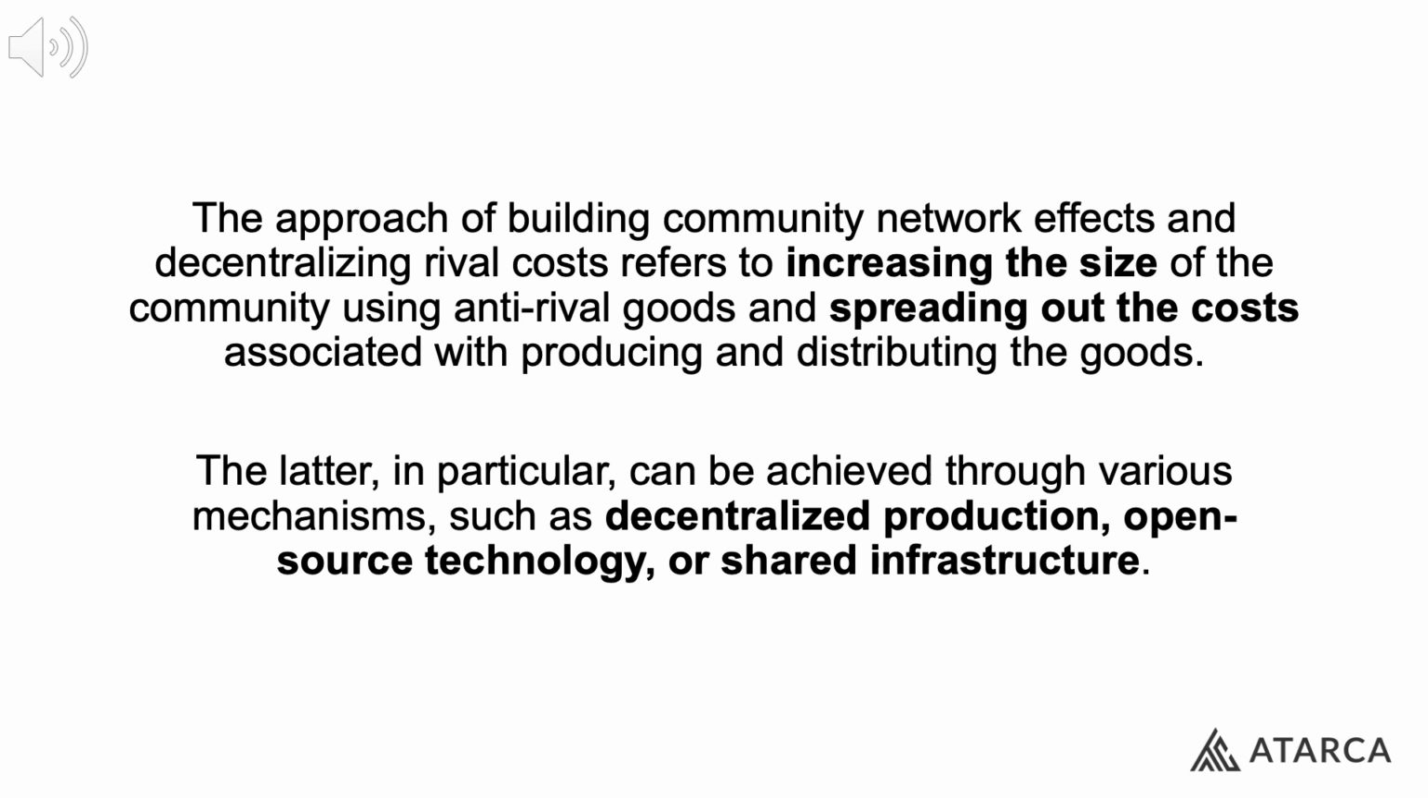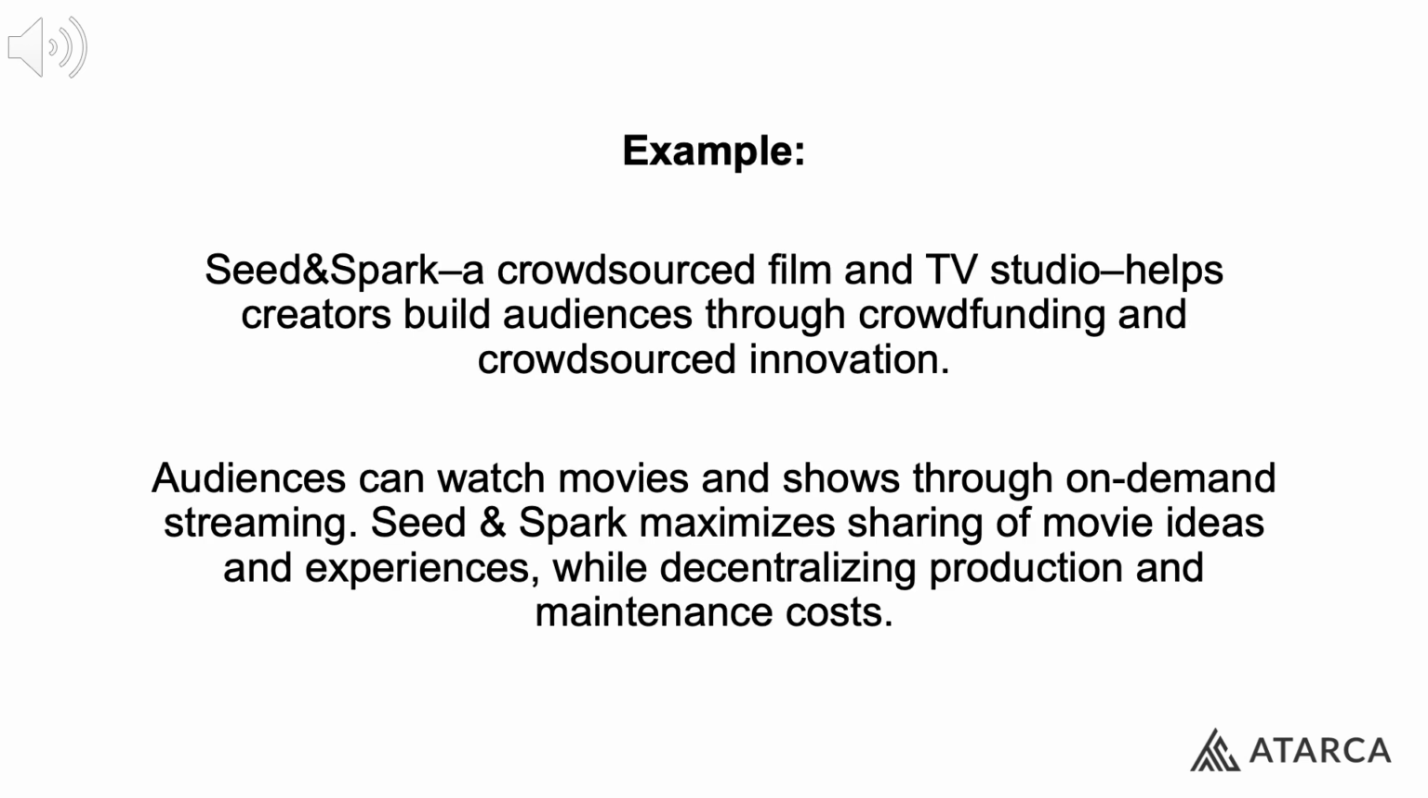The approach of building community network effects and decentralizing rival costs refers to increasing the size of the community using anti-rival goods and spreading out the costs associated with producing and distributing the goods. The latter, in particular, can be achieved through various mechanisms, such as decentralized production, open-source technology, or shared infrastructure.